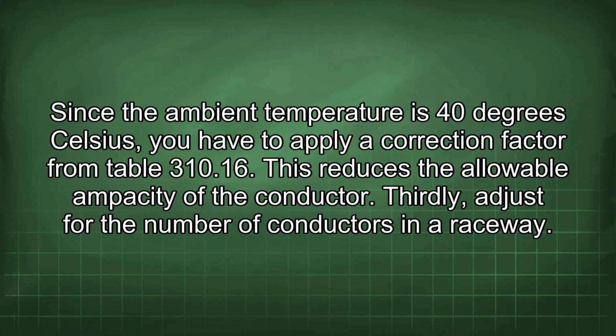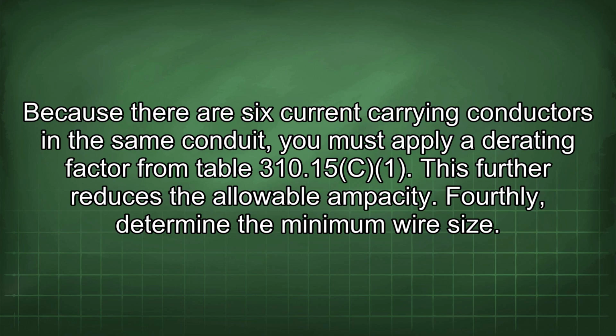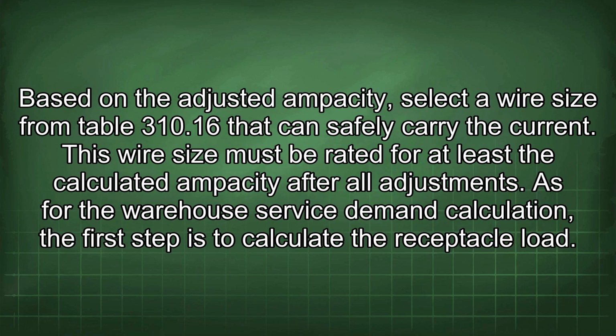Thirdly, adjust for the number of conductors in a raceway. Because there are 6 current carrying conductors in the same conduit, you must apply a derating factor from Table 310.15(C)(1). This further reduces the allowable ampacity. Fourthly, determine the minimum wire size. Based on the adjusted ampacity, select the wire size from Table 310.16 that can safely carry the current. This wire size must be rated for at least the calculated ampacity after all adjustments.